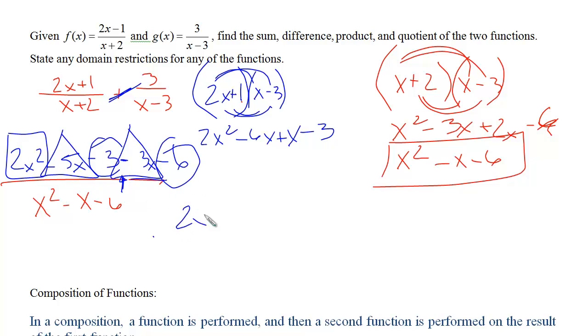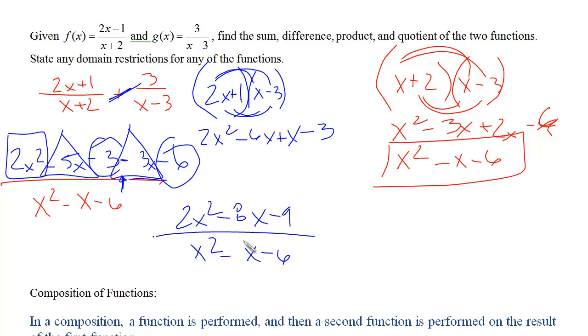So I have 2x squared minus 5x minus 3x is minus 8x. Minus 3 minus 6 is minus 9. That's all over x squared minus x minus 6. Now, these both have the same denominator, so we can look for any domain restrictions. All you're looking to do is factor this out again and see what happens.